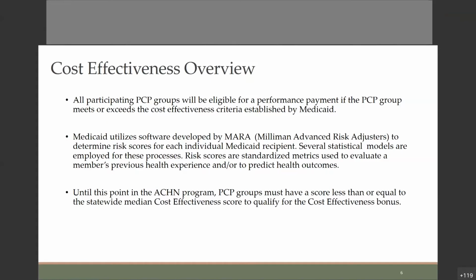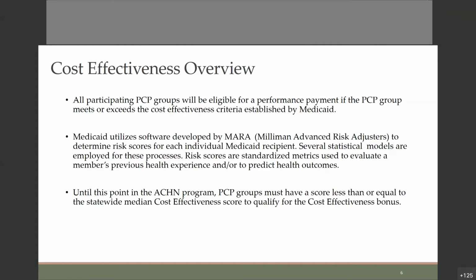Risk scores are standardized metrics used to evaluate a member's previous health experience and are used to predict health outcomes. Until this point in the ACHN program, PCP groups must have a score less than or equal to the statewide median cost effectiveness score to qualify for the cost effectiveness bonuses. And please note that the cost effectiveness calculations do exclude certain costs such as network entity costs, case management costs, other bonus payments, waiver costs, and drug rebates, etc.